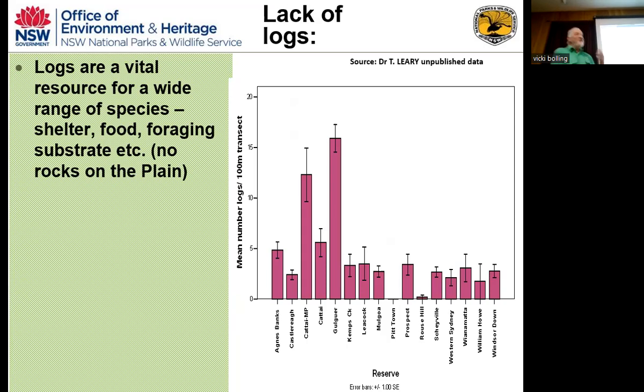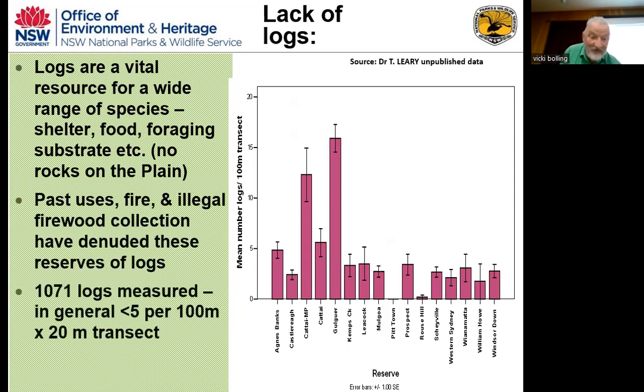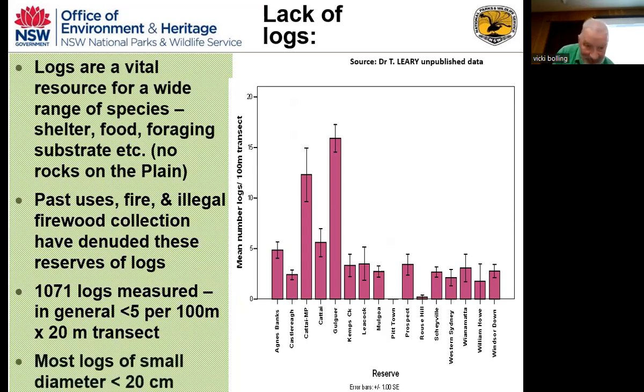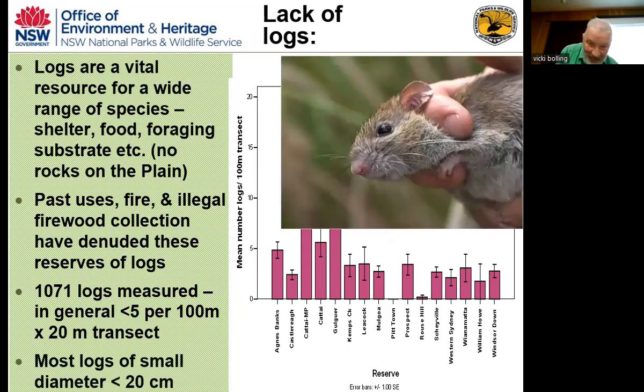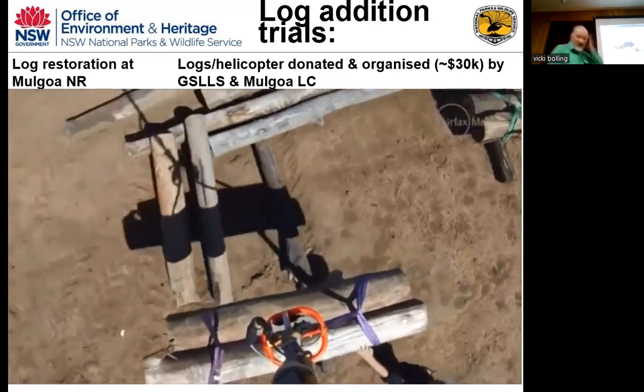So there's no rocks on the Cumberland Plain. So logs are it. Logs are where you hide. It's where you hide from fire. It's where you hide from hot days. It's where you shelter when it's cold. It's where you shelter in the rain. So basically, we've all been out there cutting up firewood and burning it all. And no Rattus fuscipes as a result.